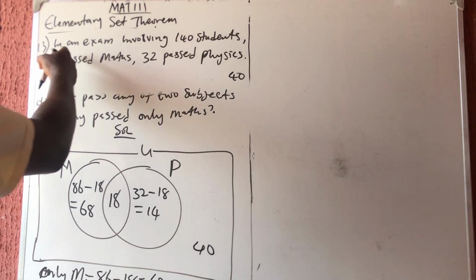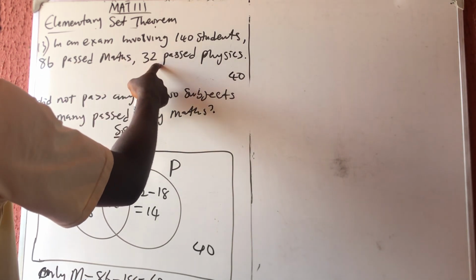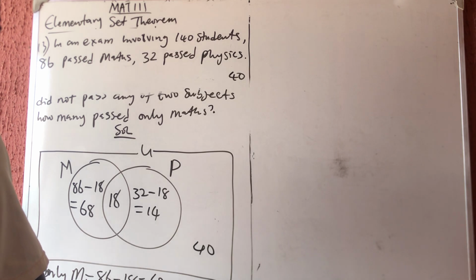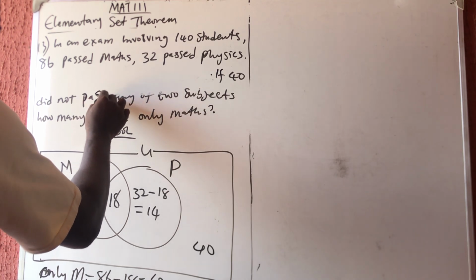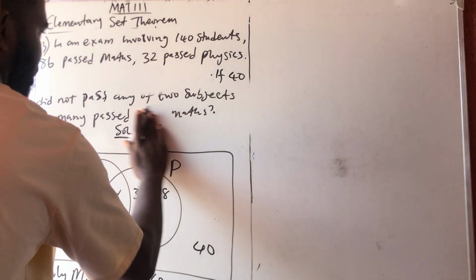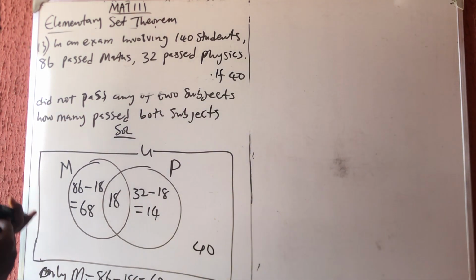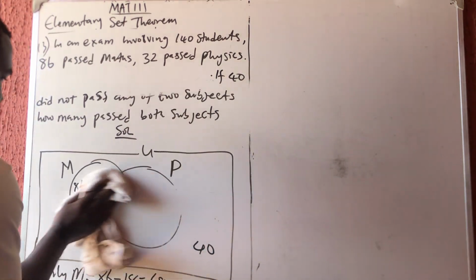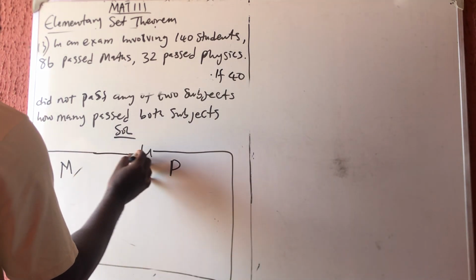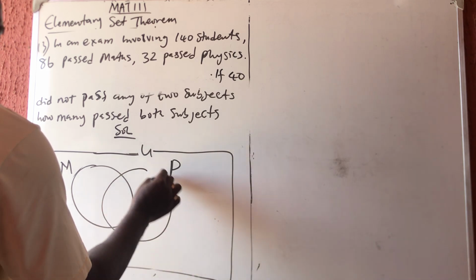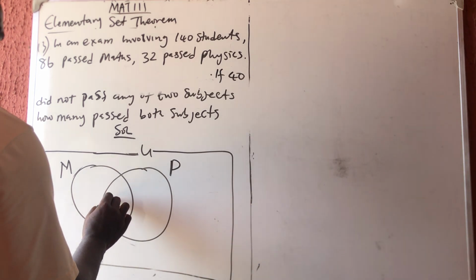So the question said, in an examination involving 140 students, 86 passed maths, 32 passed physics, and if 40 did not pass any of the two subjects, how many passed both subjects? Now if they're asking you the number of people that passed both subjects, you have to redraw. It will look like this. This is for maths and this is for physics. Now let the number of people that passed both of them be X, because that is where I will start from.